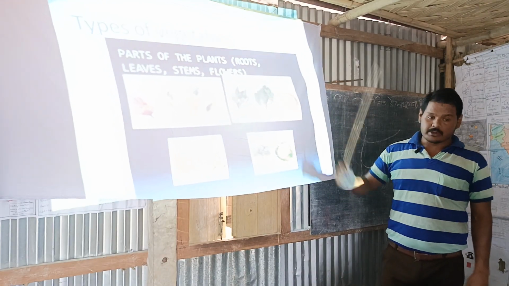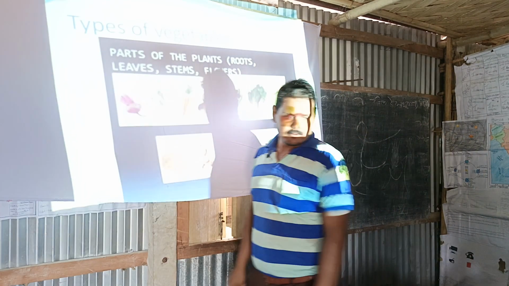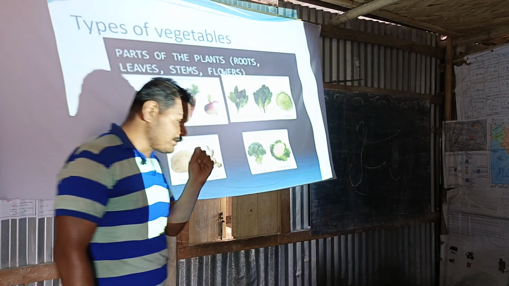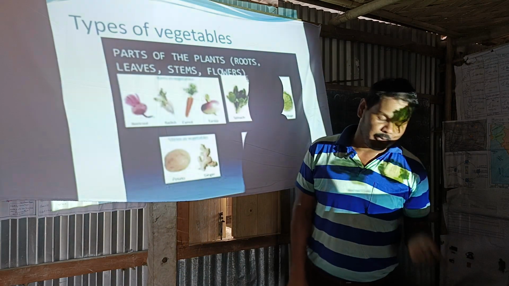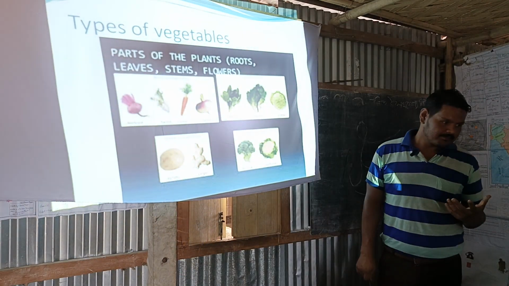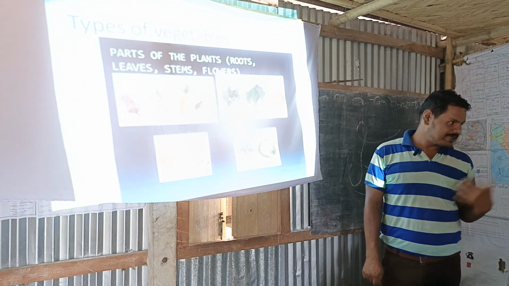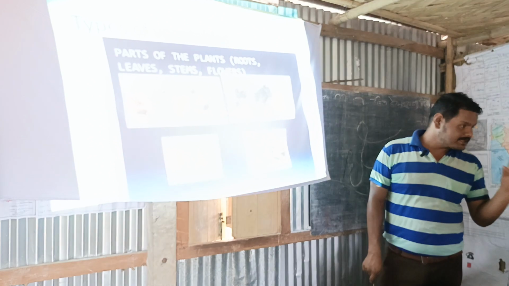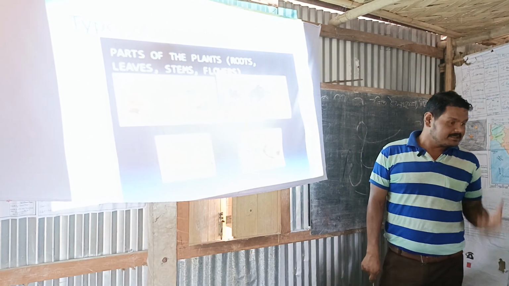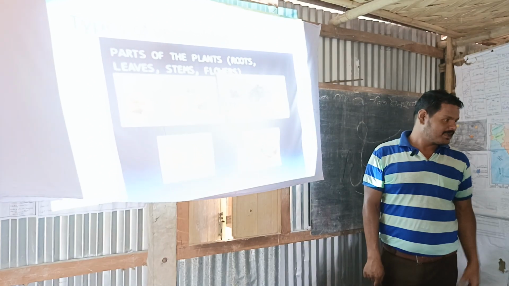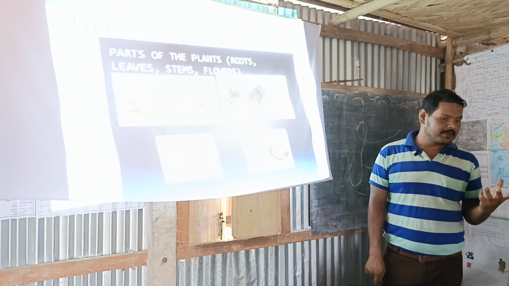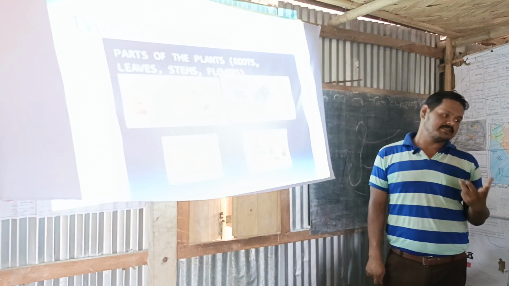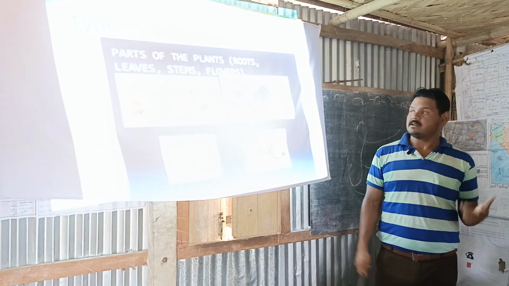Okay. Root. Have you eaten root as a vegetable? Carrot. Carrot is an example of a root. We use root as a vegetable, yes. Leaves, spinach, this saag and all. Have you eaten that? Which part are we eating? The leaves. So leaves we consider as a vegetable.